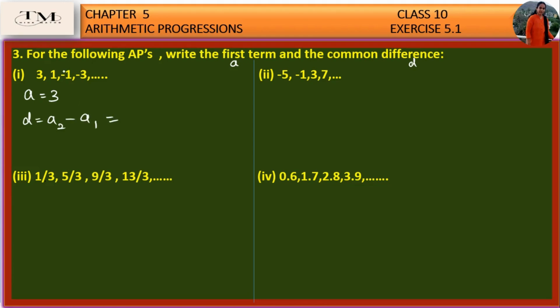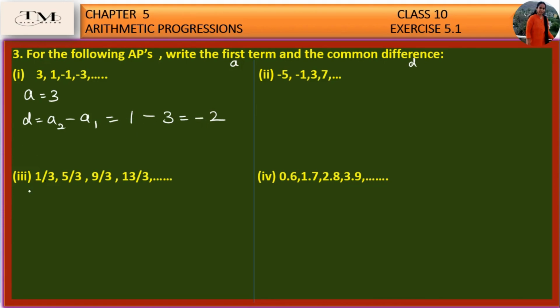We can choose A3 minus A2 also, any two consecutive terms. So I am choosing A2 minus A1. A2 is second term, which is 1, minus A1 is 3. So here we have to subtract. 3 minus 1, it is 2. And negative sign is for bigger number, so we will get the answer in negative. If the signs are different, we have to subtract. If the signs are same, put that sign and add.